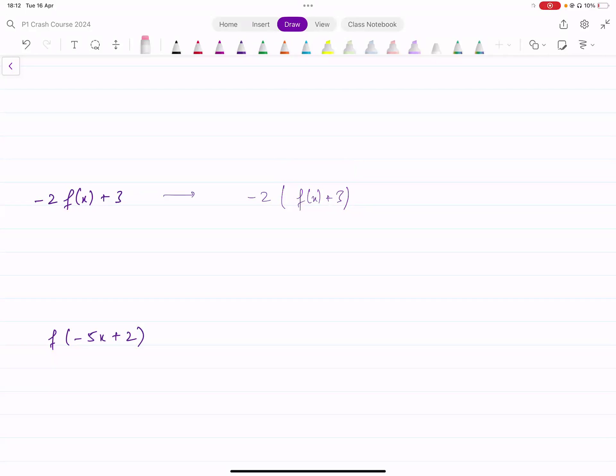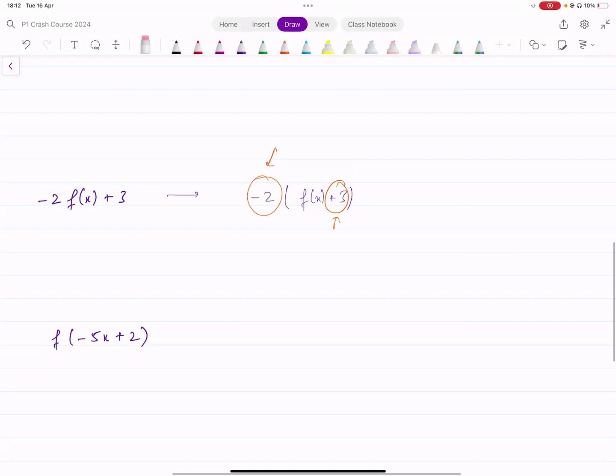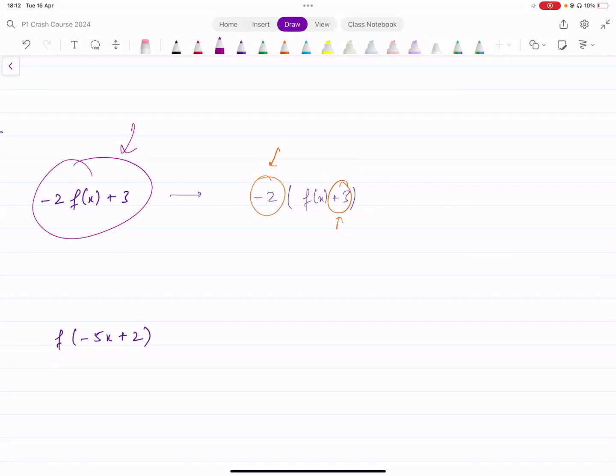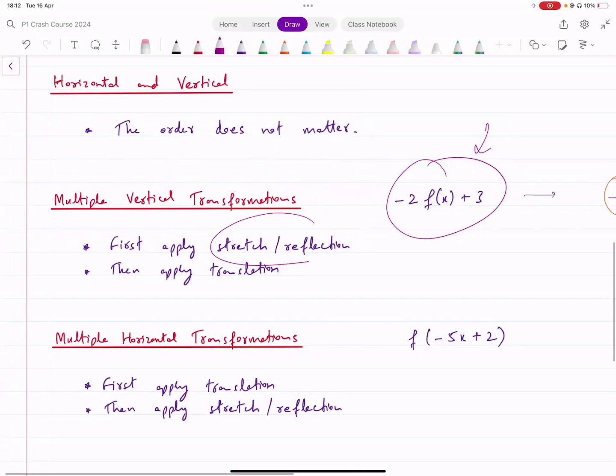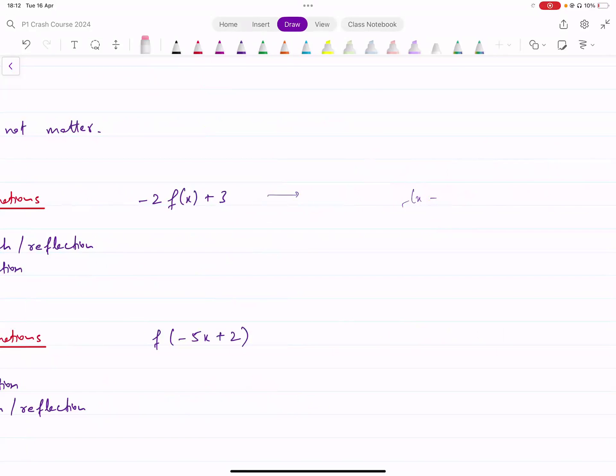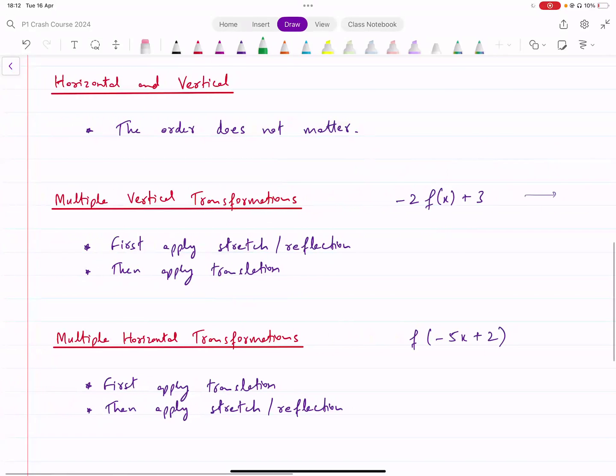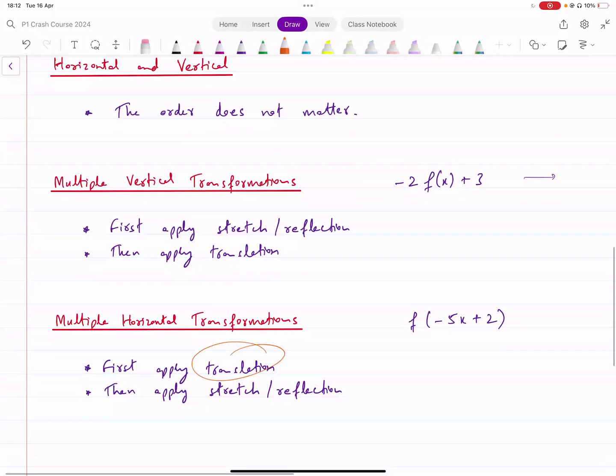Because of these brackets, now translation would be applied first and stretch would be applied second. So when they use extra brackets like this, the order changes because of that. But if it's in standard form, this is the order that applies. First stretch reflection, then translation for vertical transformations. And for horizontal transformations, it's first translation and then stretch reflection.